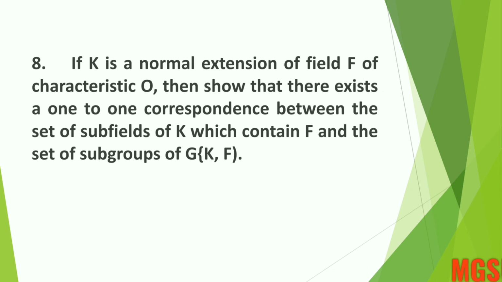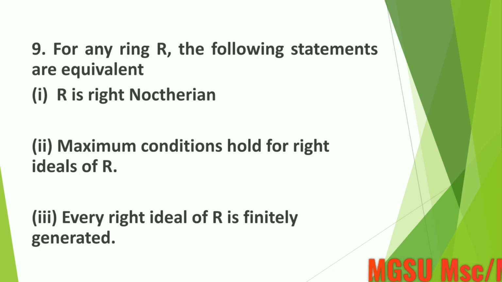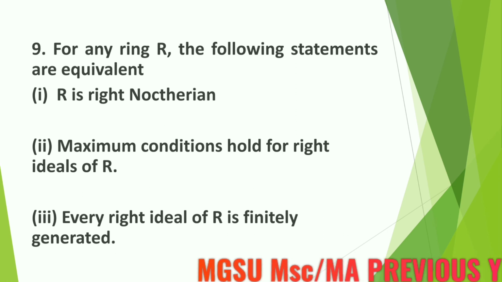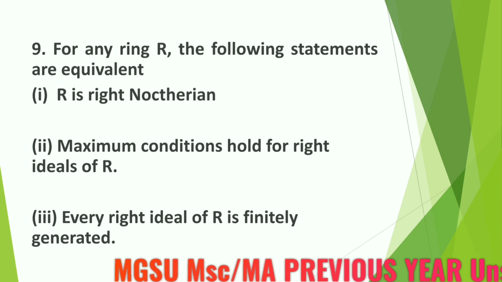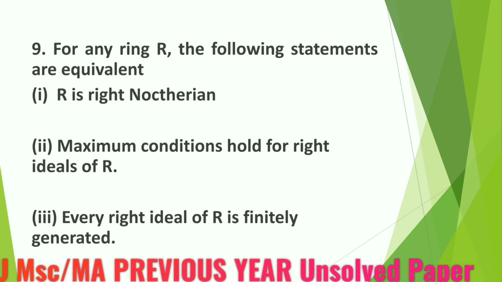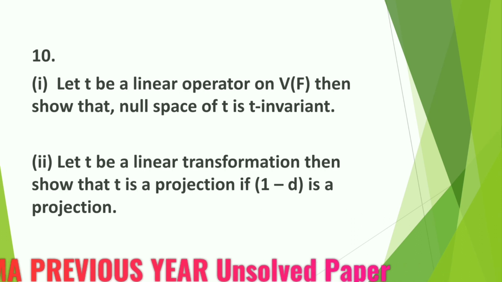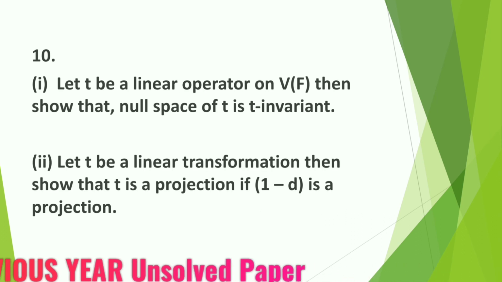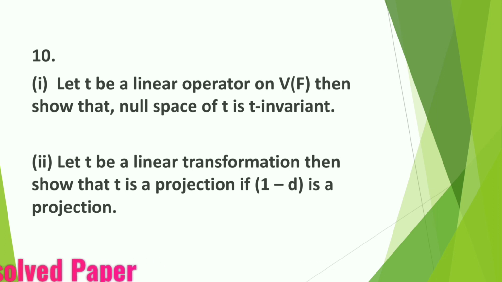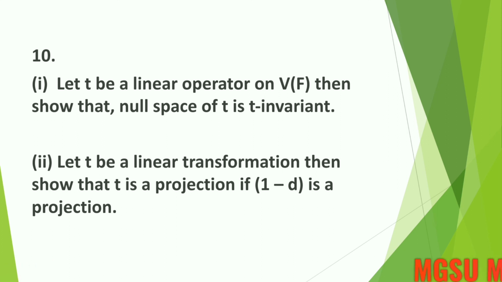Next, for any ring R, the following statements are equivalent. R is right Noetherian. The maximum condition holds for right ideals of R. Every right ideal of R is finitely generated. The next question, number 10, is let T be a linear operator on V(F), then show that the null space of T is T-invariant. Let T be a linear transformation, then show that T is a projection if 1 minus T is a projection.